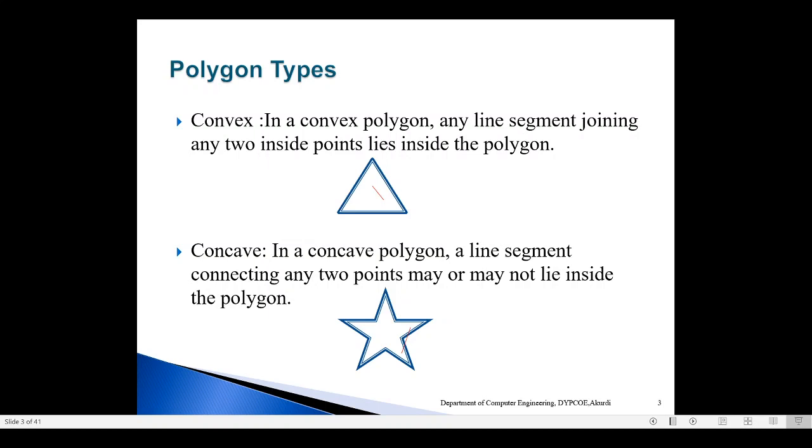So here we have shown two examples of this. Here we can see if we consider any two points inside the polygon and connect these two points with a line segment, then we always find the line segment inside the polygon. But in this case, if we consider these points and connect these two points with a line segment, some part of the line segment is lying outside the polygon. So such type of polygon is called a concave polygon.